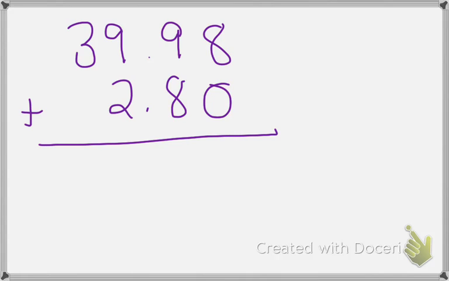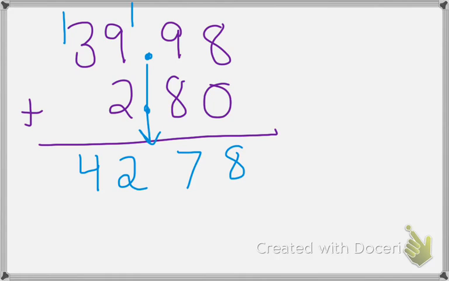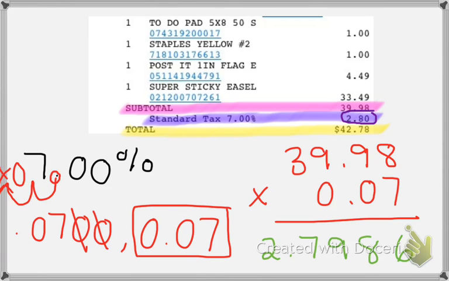Okay, so 8 plus 0 is 8, 9 plus 8 is 17, right? 9 plus 1 is 10, plus 2 is 12, 3 plus 1 is 4. Now when you add or subtract decimals, you line them up, which I did here. So that means you can just bring it right down. So $42.78. Let's see if that's what we had here. $42.78. Okay, so that is how you find the sales tax and how you find the total amount.